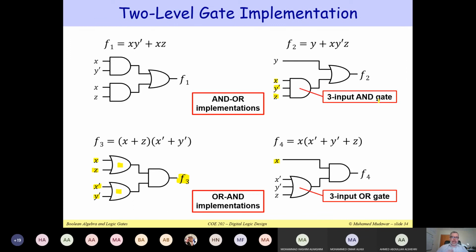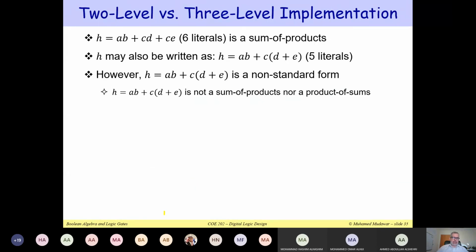So this is what we call a 2-level implementation. I have a level of AND followed by a level of OR. Here you have a level for the OR followed by a level for the AND, so we call it OR-AND. But this is 2-level. I'm not showing the inverters here. Even though the inverters exist in our circuit, I'm not showing them for simplicity, and we don't really count them as a level. So we count the OR gates and the AND gates. This is my first level, and this is my second level. I can even have more levels. We can go, for example, to a 3-level implementation.